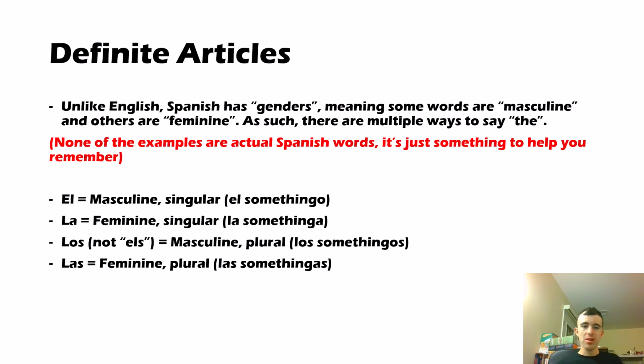Then los, remember it's not els, it's los. This goes in front of masculine and plural words. For example, el baloncesto becomes los baloncestos. And finally, las is obviously the plural of la and is used in front of multiple feminine nouns. Using my previous example, las rosas, the pink things. So feel free to just laugh at the L something O, or just use it as a hilarious example like I intended.